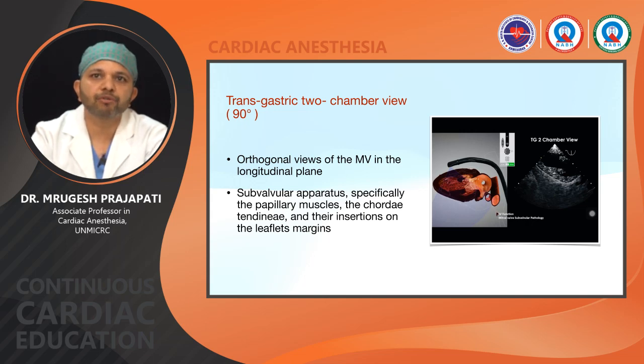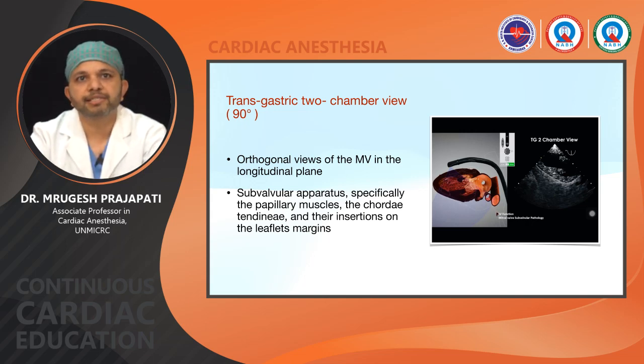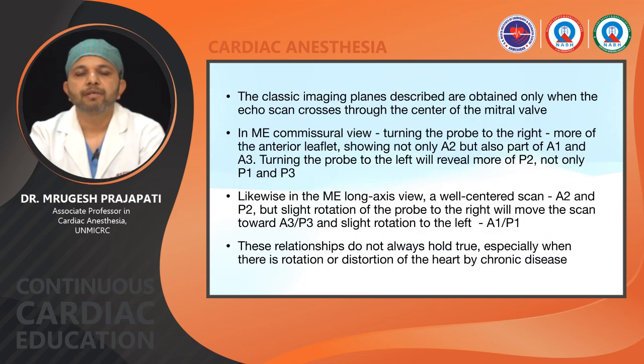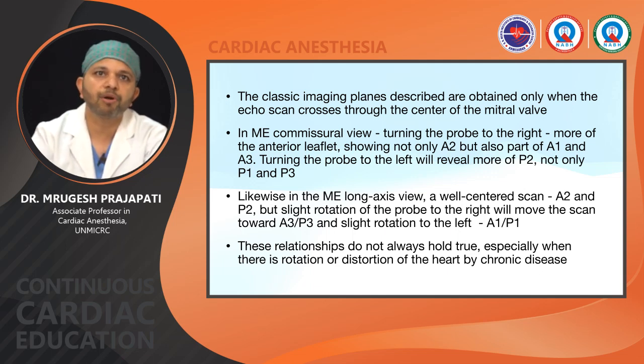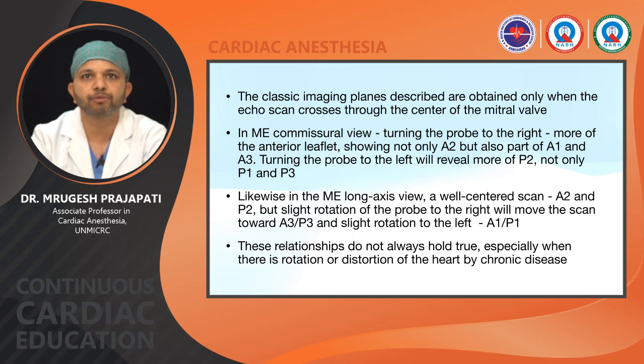Transgastric two chamber view, which is obtained at 90 degree. This is also an orthogonal view of mitral valve in the longitudinal plane. This view is best for seeing the subvalvular apparatus, especially papillary muscles, chordae tendineae, and their insertion on the leaflet margins.